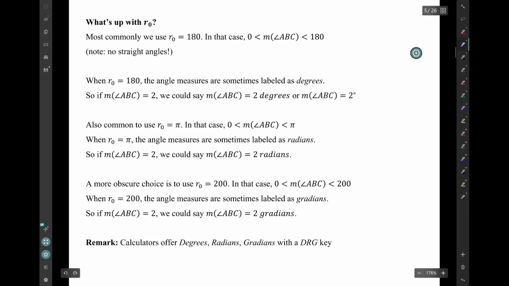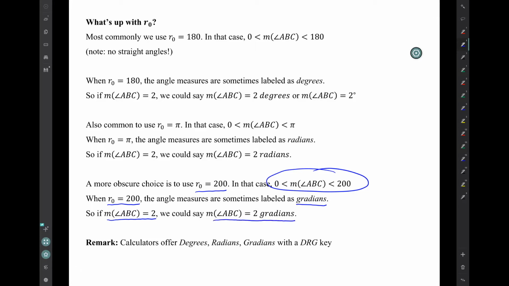A more obscure choice is to use r subscript 0 equals 200. In that case, the resulting angle measure for any angle is greater than 0 and less than 200. When you use r subscript 0 equals 200, the angle measures are sometimes labeled as gradients. So if the angle measure were 2, we would say that the angle measure is 2 gradients. I'll remark here that calculators offer degrees, radians, and gradients with a DRG key.